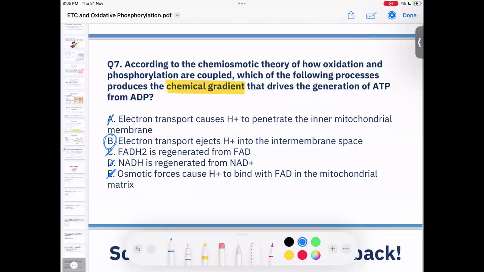So makes sense? If the electron transport didn't eject the H+, I wouldn't have a gradient, and as a result, the H+ wouldn't move through ATP synthase, and hence I would not produce ATP. So this is just a complex way of asking you guys which gradient is responsible for producing ATP. Make sense? Okay.